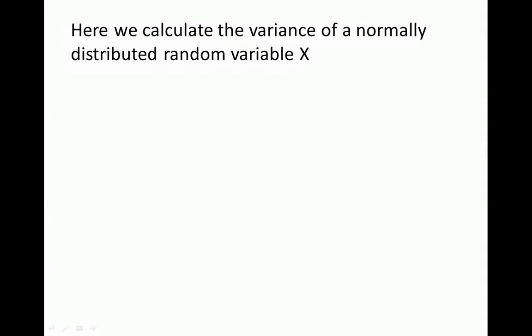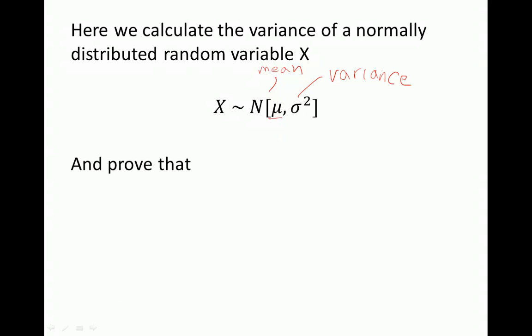So here we want to calculate the variance of a normally distributed random variable x. X is distributed with mean mu and variance sigma squared. Here we want to prove that the variance of this variable x is in fact sigma squared.